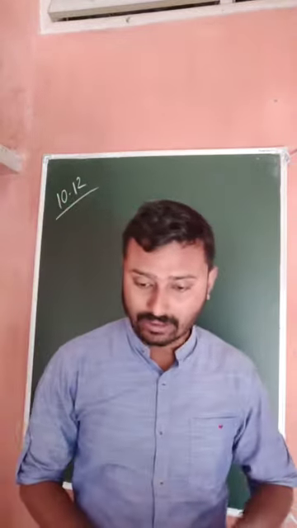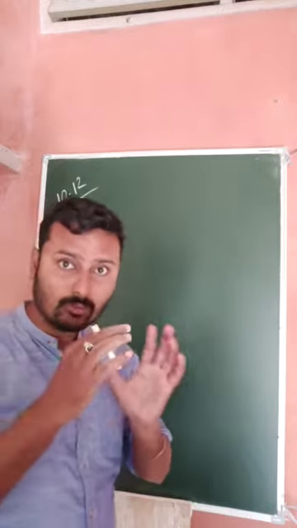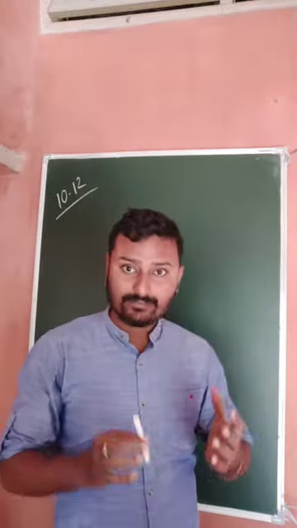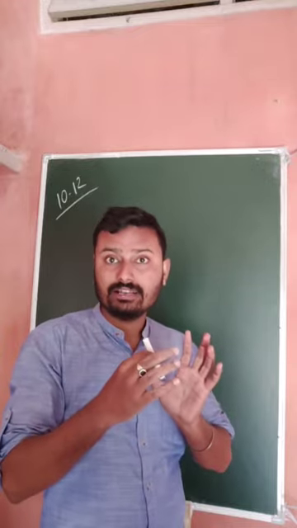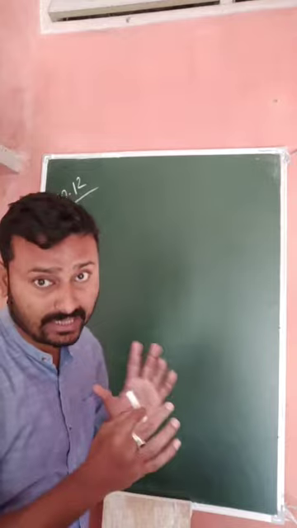In the previous theorem, it is given that in the case of a cyclic quadrilateral, the sum of the opposite angles is always equal to 180 degrees. The converse of this theorem is: if the sum of a pair of opposite angles of a quadrilateral is equal to 180 degrees, then the quadrilateral must be cyclic.